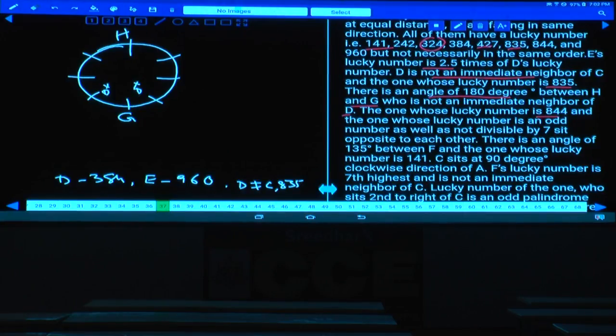The one whose lucky number is 844 and the one whose lucky number is an odd number as well as not divided by 7 sit opposite to each other. 844 and who is the other person here? 844 and an odd number which is not divided by 7. Now 141 is divided by 7 or not? It is not divided by 7. And this 844 and 141 can be opposite to each other or not?